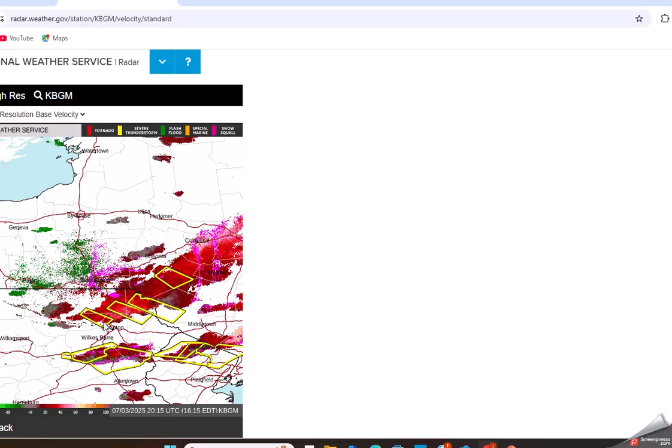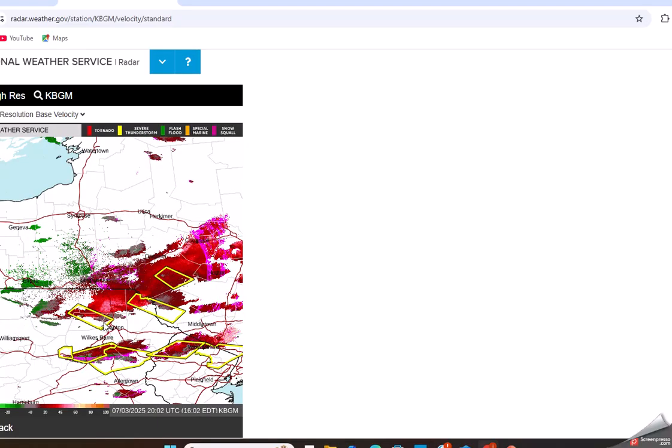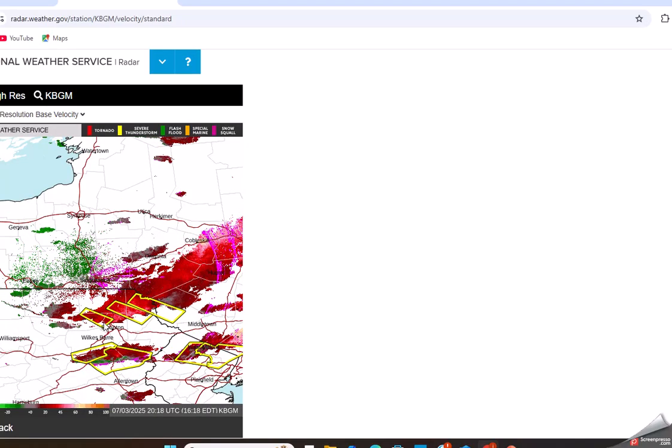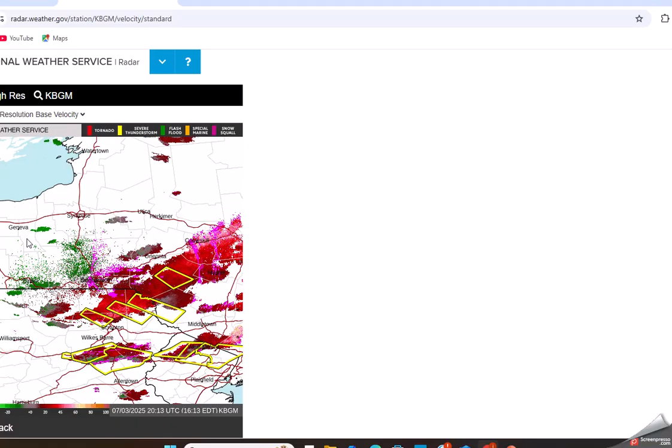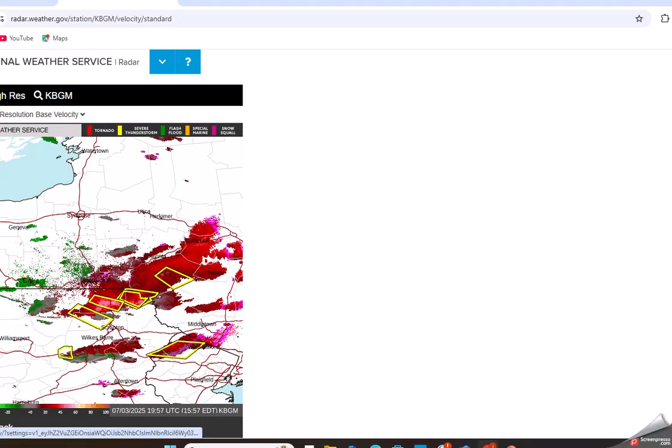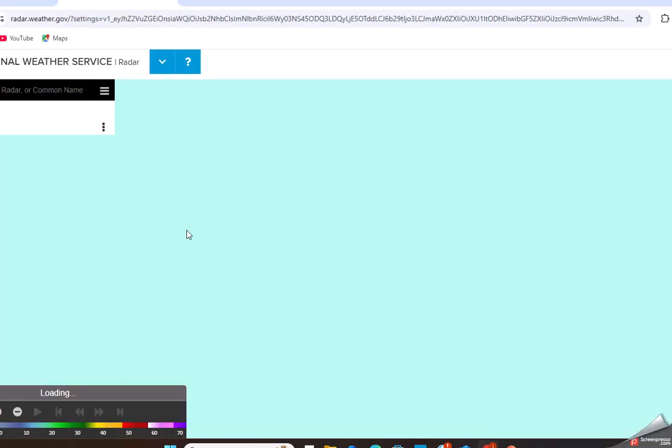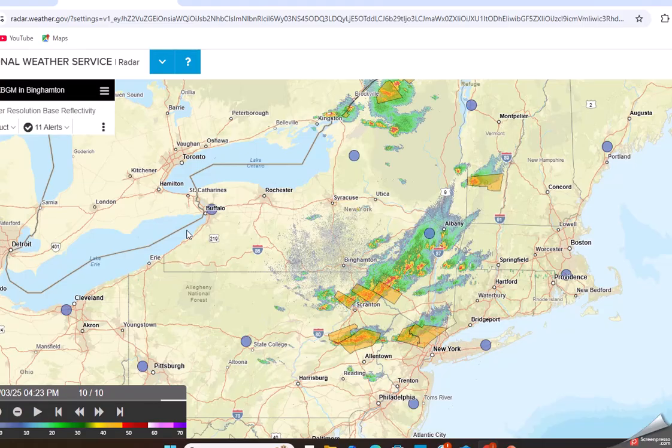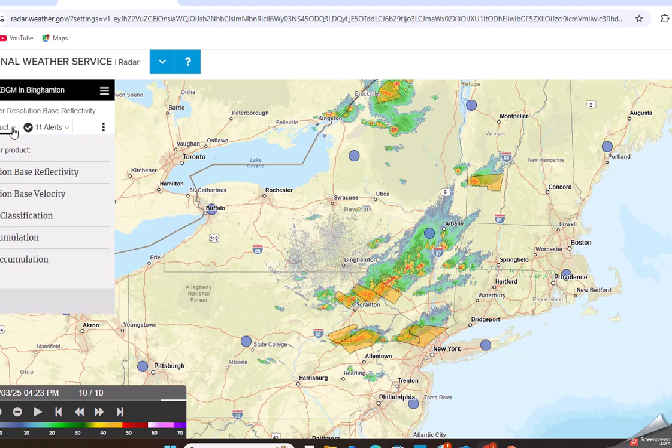Now, we have dual pole. I'm not showing you dual pole here. It would be kind of neat to look at possibly. I'm not sure I can get it to work very easily, but if I can, we'll take a peek at it. So let's see if we can get a product from it. There we go, hydrometeor classifications.